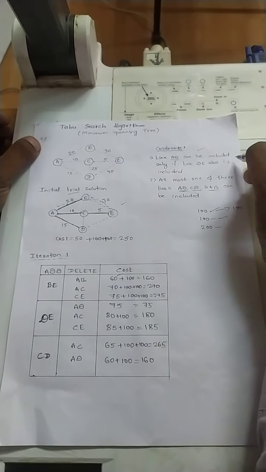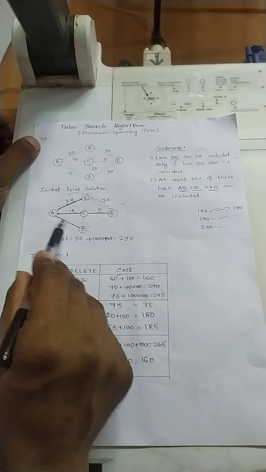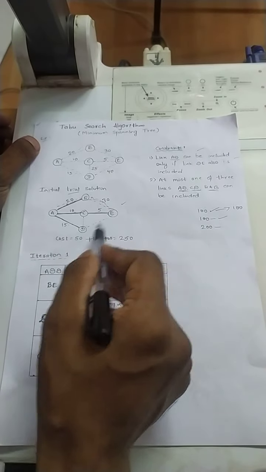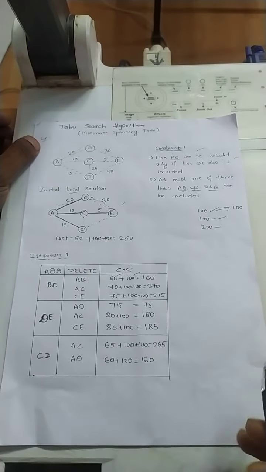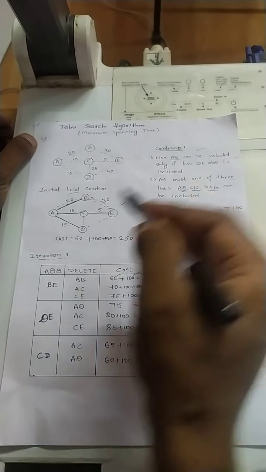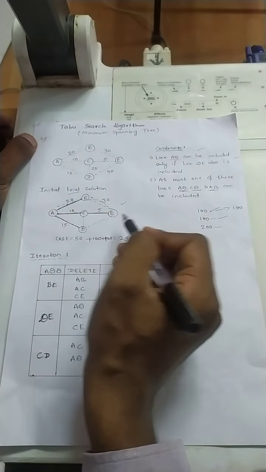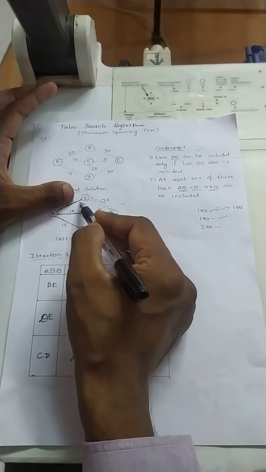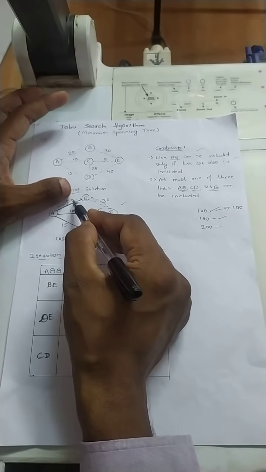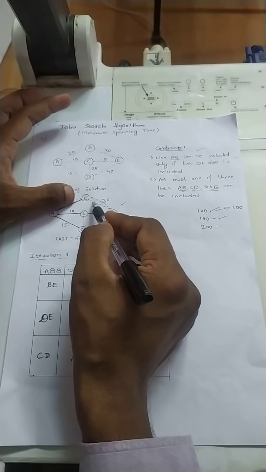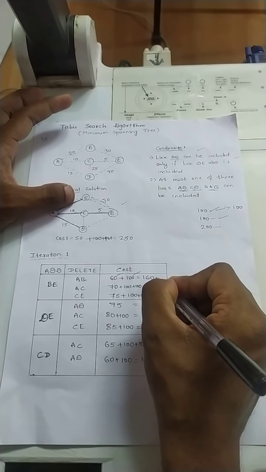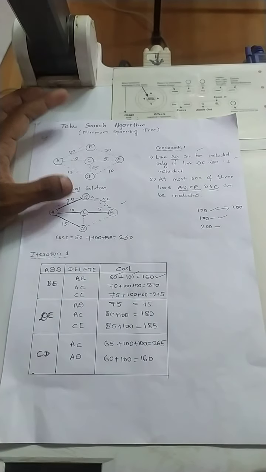Then we should again check the constraints. What is the first constraint? If AD is existing, there must be DE. But AD is existing and there is no DE, so 100 penalty. What is the second constraint? Out of AD, CD, AB, there should be one. We are removing AB and adding BE, so there is no AB in this graph as of now. So the second constraint is not violated, so no penalty. So the total cost of this combination is 160.